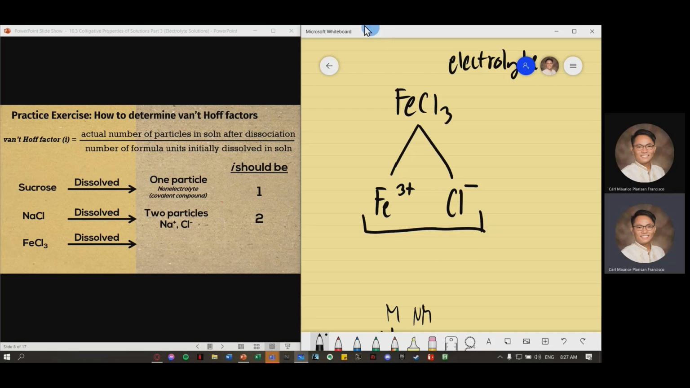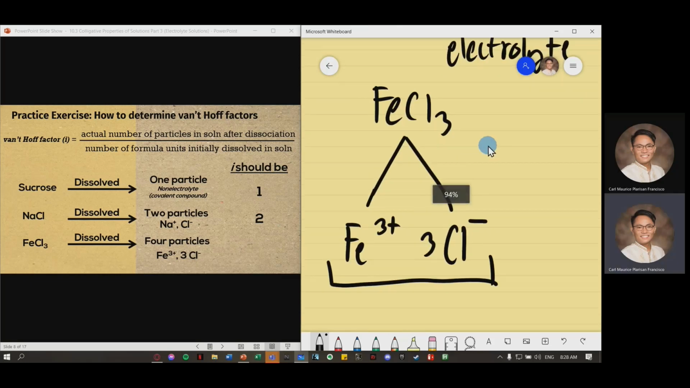Now, how many particles do we have here? We have 4 particles. So how is this 4 particles? This is 4 particles because we have here 3 chlorine, so tatlong chlorine ang meron tayo dito. Ito ay gawa sa Fe3+ at Cl-. So tatlo, tatlong chlorine. Okay, so FeCl3.